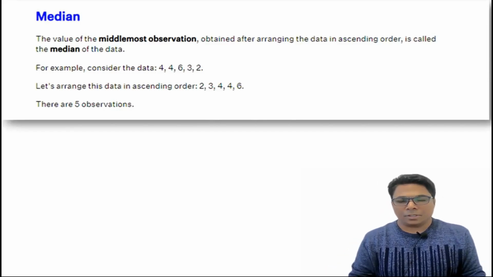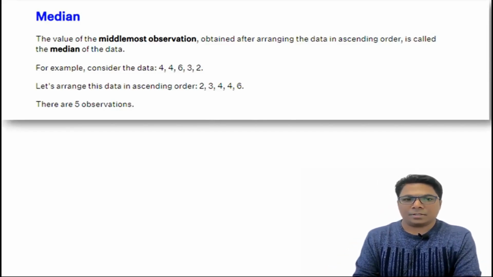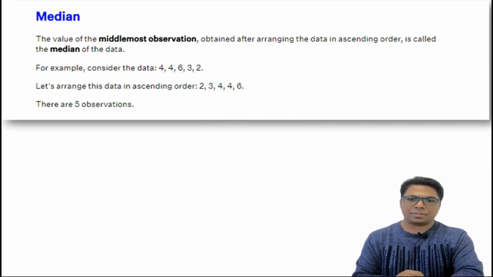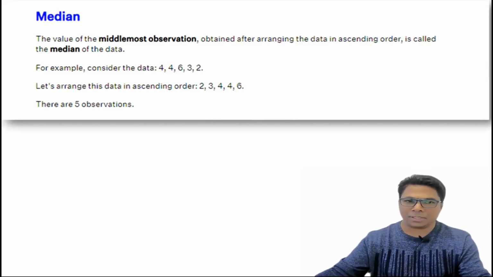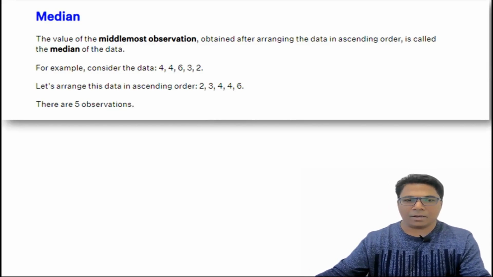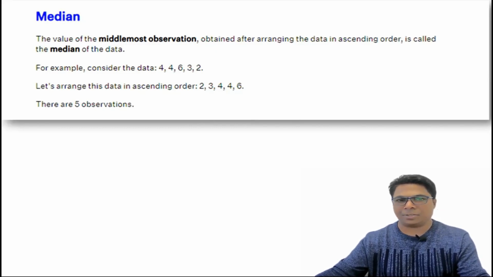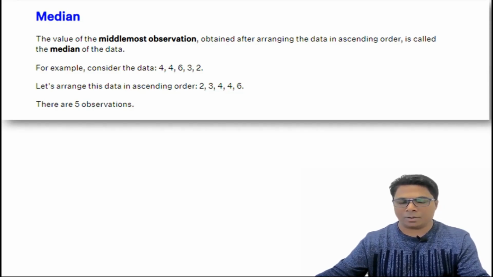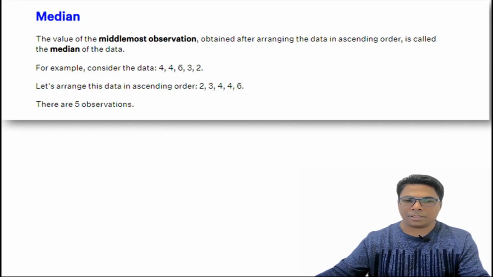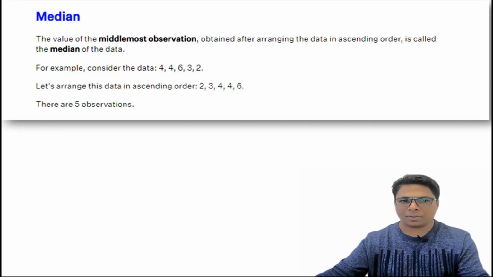Here on the screen you can see that we have some observations, some numbers like 4, 4, 6, 3, 2. This is the data which we have received. As far as the definition is concerned, it is the middle number in the sorted numbers. Sorted in the sense it should be arranged. So here we are going to arrange the data in ascending order. If you arrange the data in ascending order, it appears like 2, 3, 4, 4, 6.